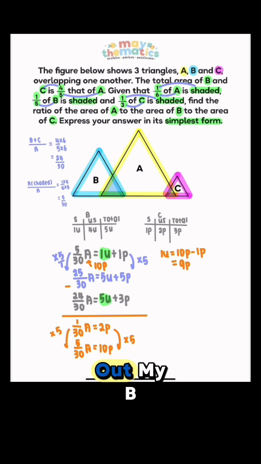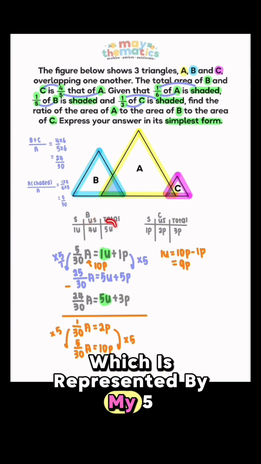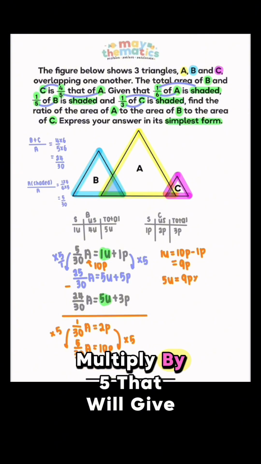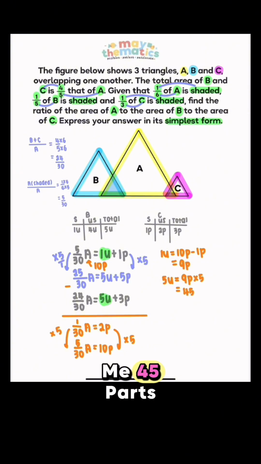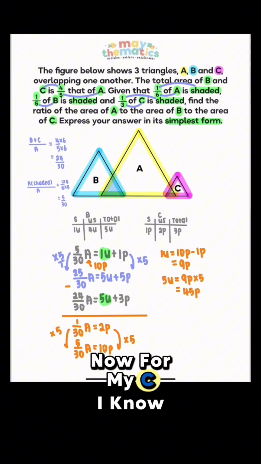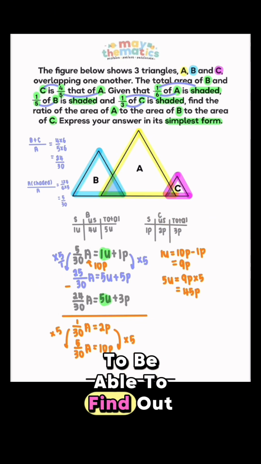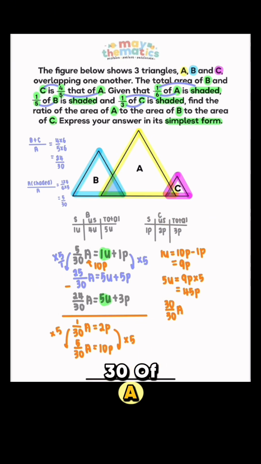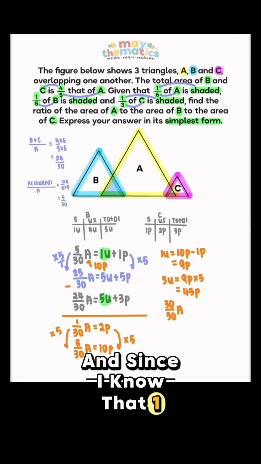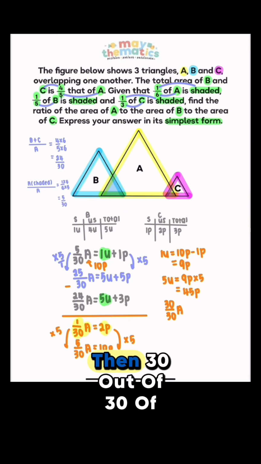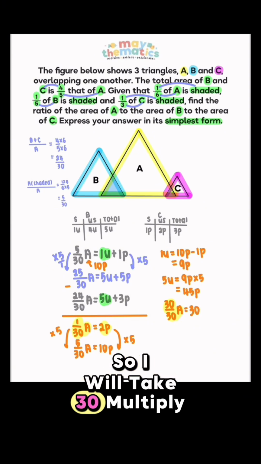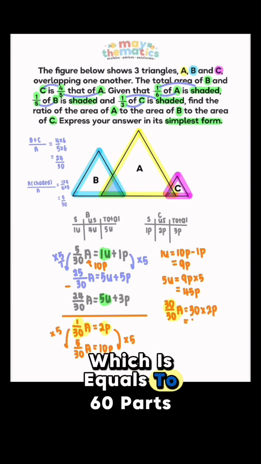So once I know my 1 unit is equal to 9 parts, I can now try to find out my B, which is represented by my 5 units. I will find 5 units by taking 9 parts multiplied by 5. That will give me 45 parts. Now for my C, I know that it's just 3 parts. To find out my A, try to get 30 out of 30 of A. Since I know that 1 out of 30 of A is 2 parts, then for 30 out of 30 of A, I must multiply by 30. So I will take 30 multiplied by 2 parts, which is equal to 60 parts.